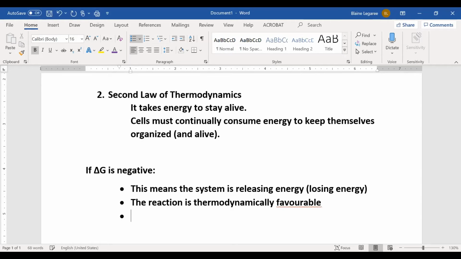Maybe I'll put one other note in saying usually these are catabolic reactions. Remember, catabolic means we're breaking something down. So breaking down glucose is a catabolic reaction. If delta G is positive, so let's get that delta again.